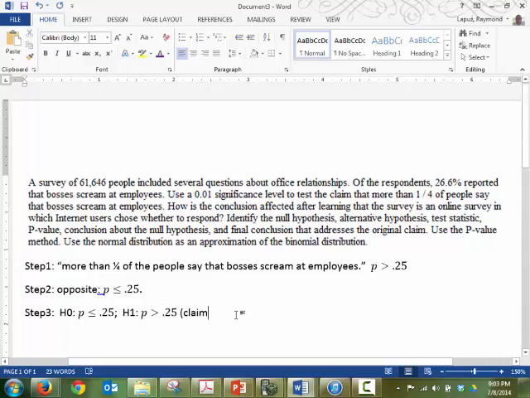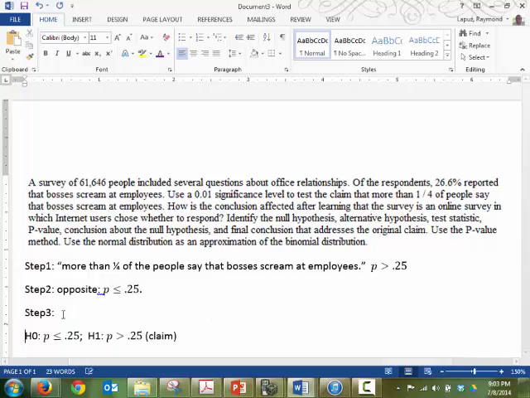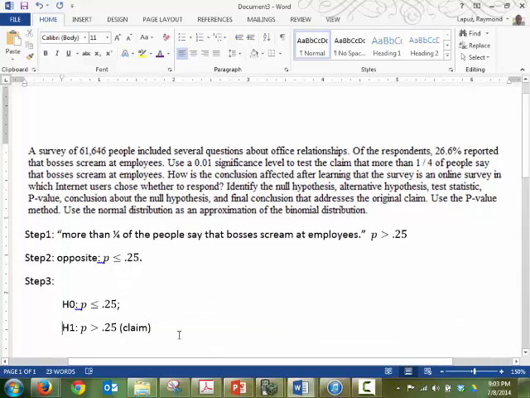And just for good measure, when I write down the null and alternative hypothesis, I usually put a little parenthesis next to the claim, whichever one the claim is. I would normally be writing this in a vertical manner.